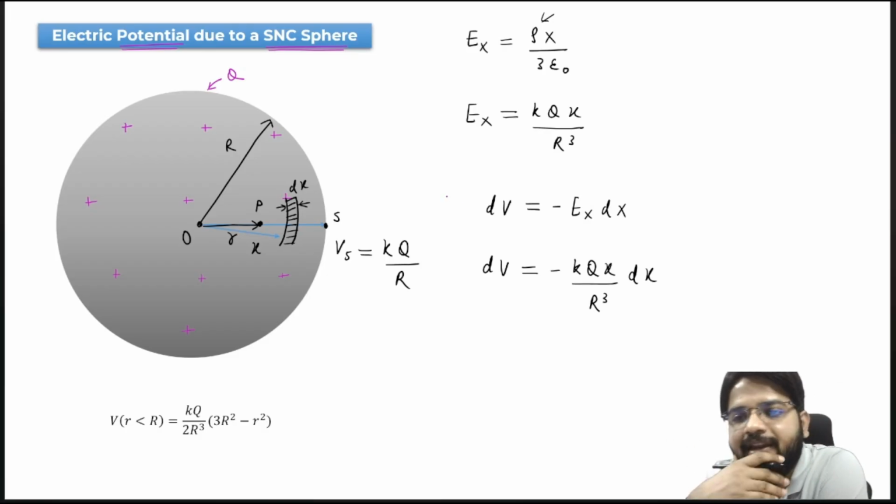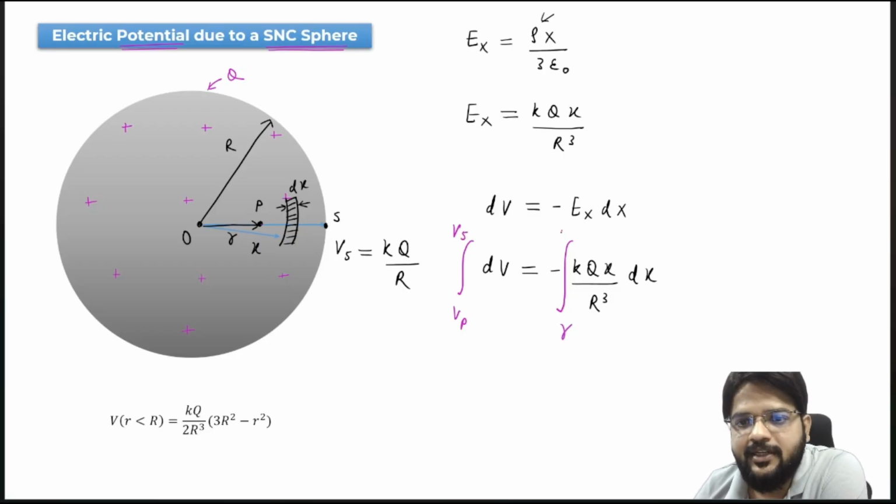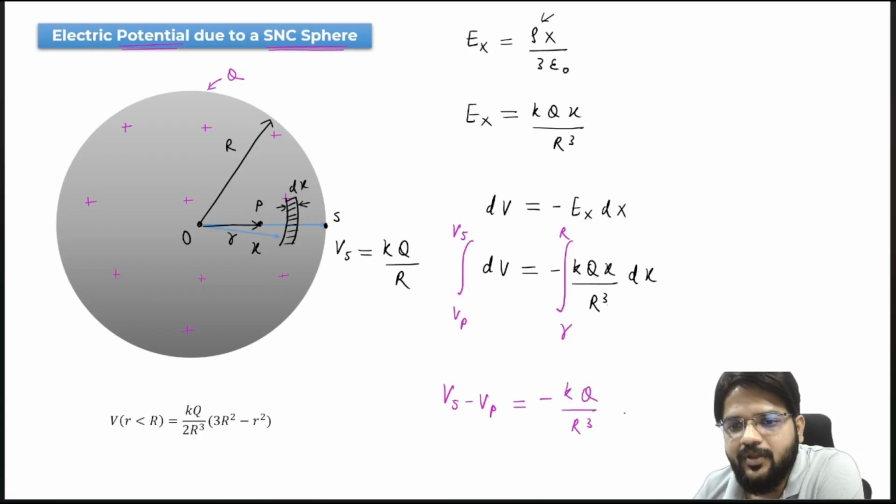Now the next thing is we need to do integration here on both sides, because we are looking at the point P. What should be the limit of integration? We integrate from P to S, so here Vp and this is Vs, everyone. Point P is at small r distance and point S is at capital R distance. The integral of dV is V; upper limit minus lower limit gives Vs minus Vp, equal to kq by R cube, which is constant and goes outside the integration. Inside the integration we have x dx, with the limits small r to capital R.